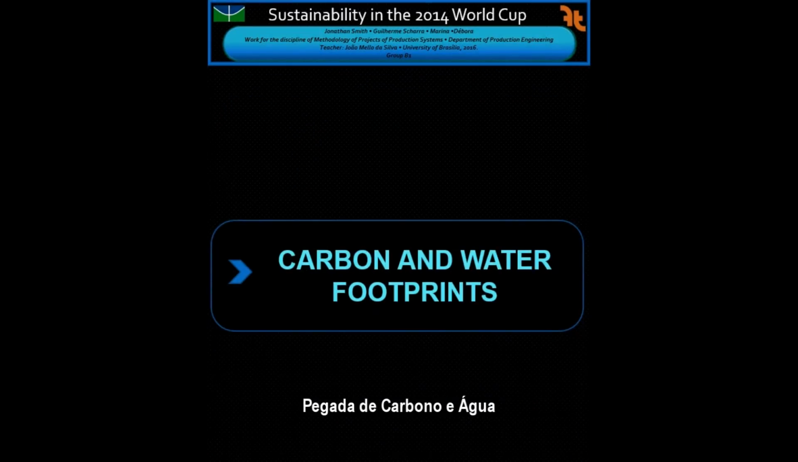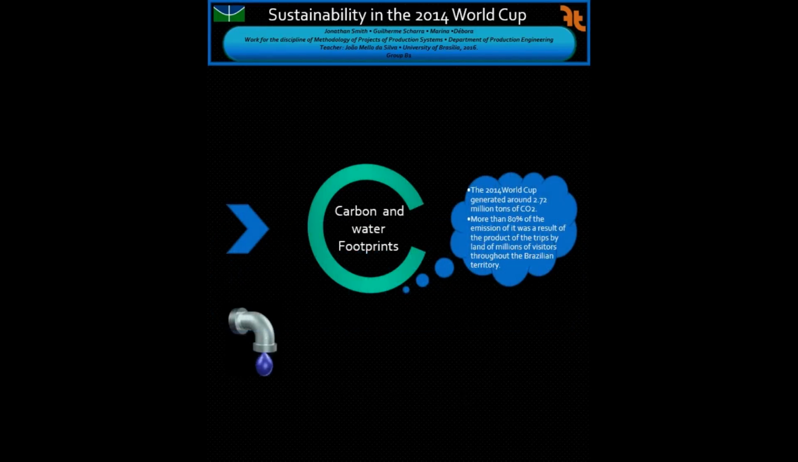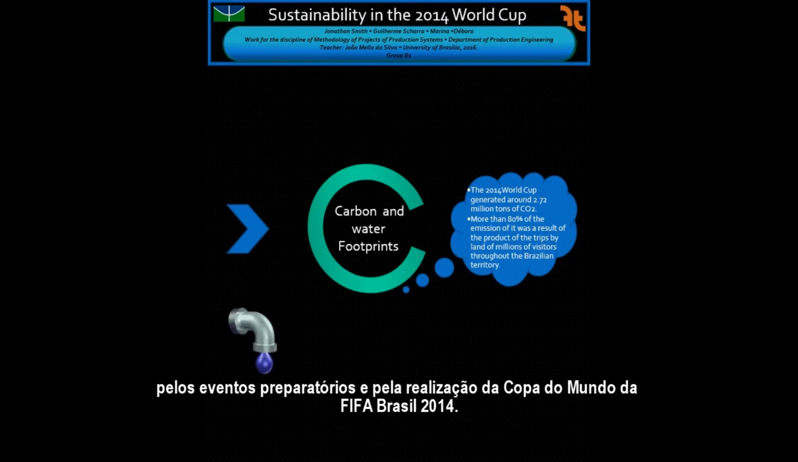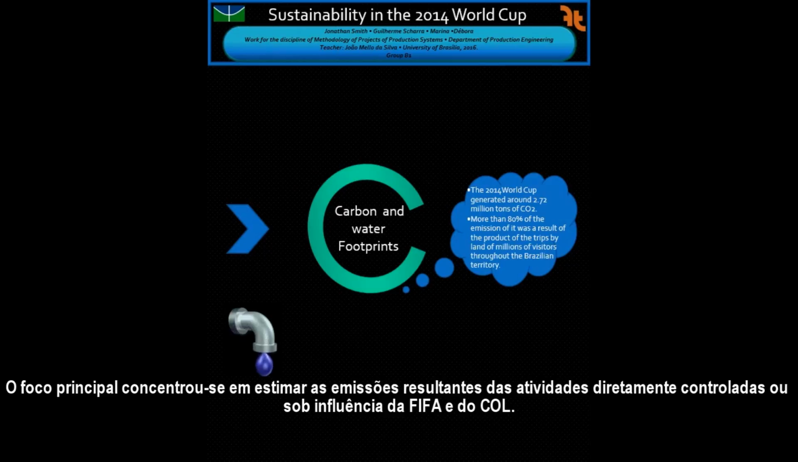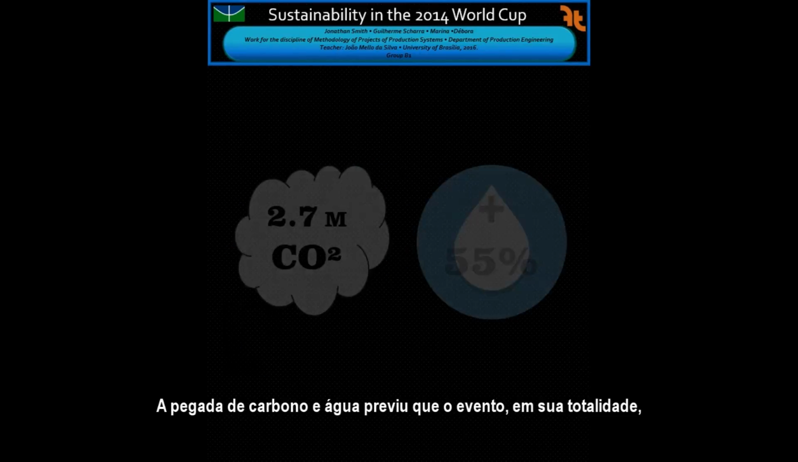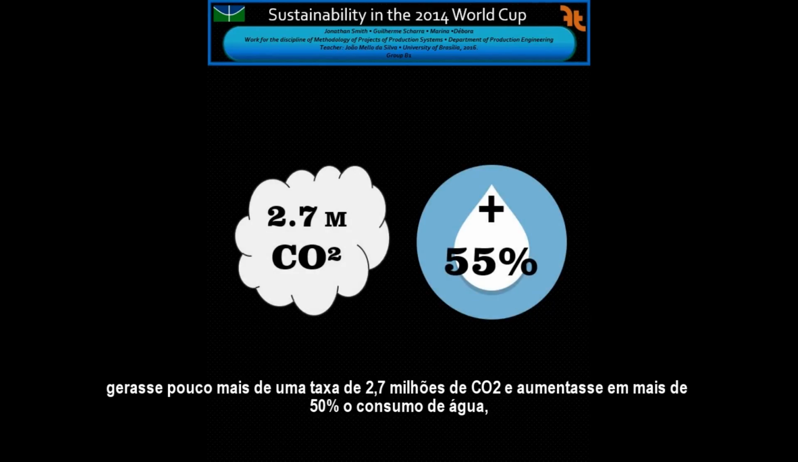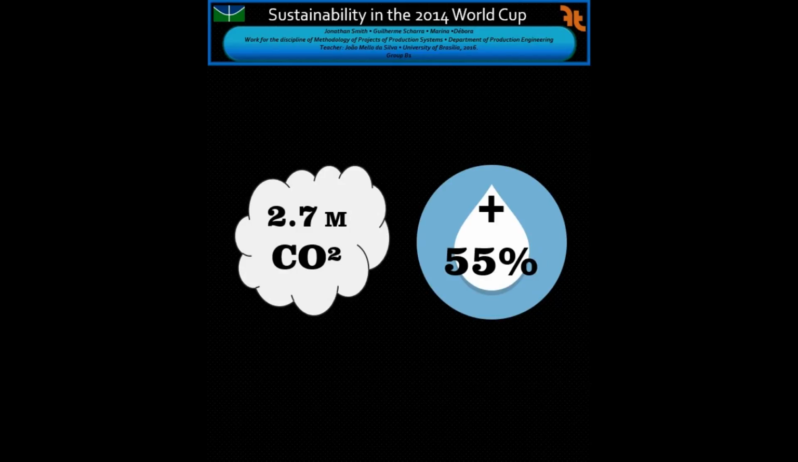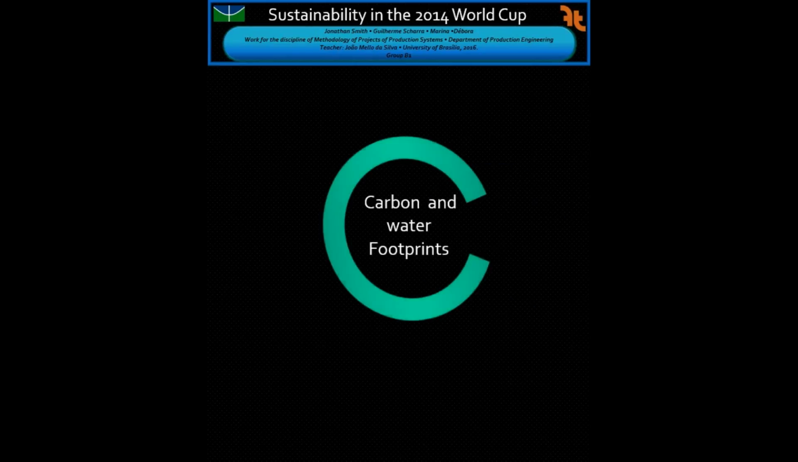Carbon and water footprints. The main aim of the carbon footprint is to estimate the greenhouse gas emissions by the prepared event and by the 2014 FIFA World Cup realization. The central focus was to estimate emissions originated from activities directly controlled or influenced by FIFA and LOC. The water and carbon footprint foresaw that the event would generate 2.7 million of CO2 and increase more than 50% of water consumed, including the preparation and accomplishment of the Confederations Cup and the World Cup.